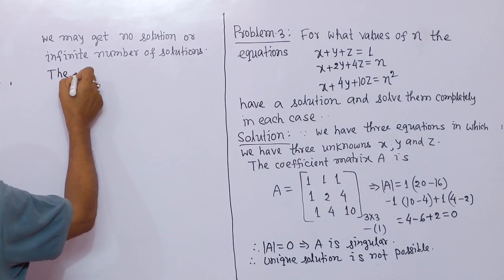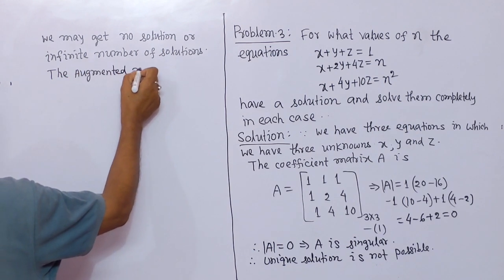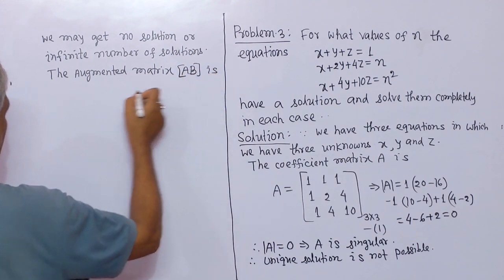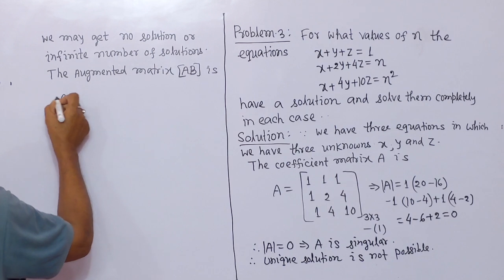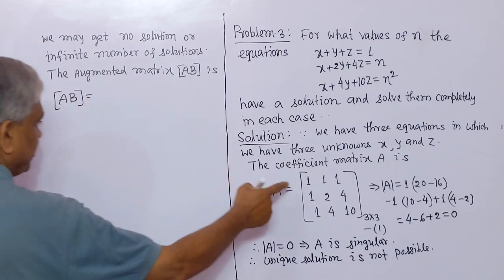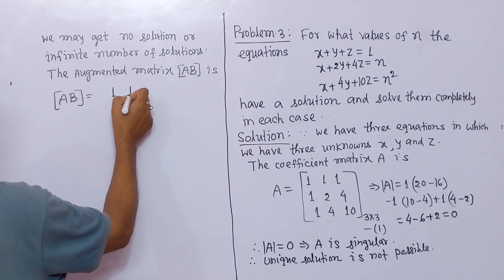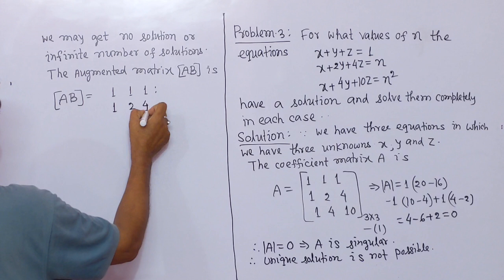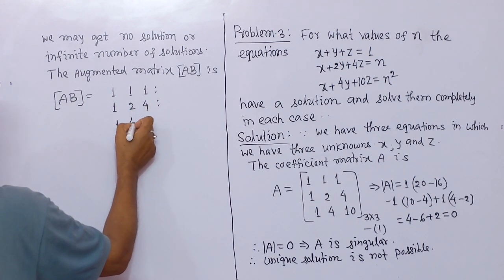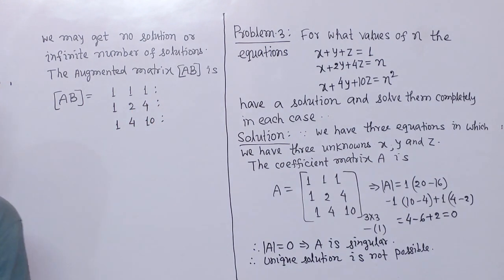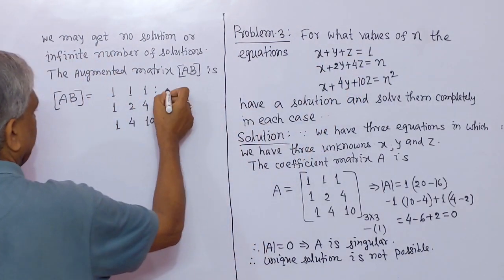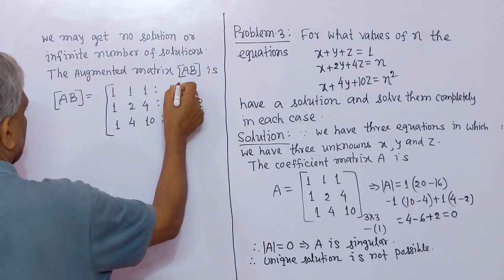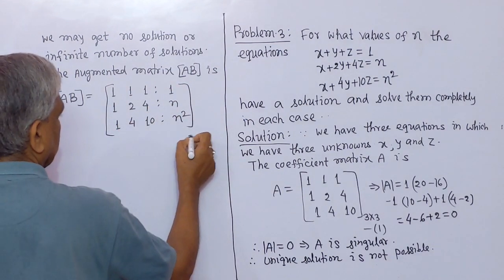The augmented matrix AB is equal to, firstly we write the coefficient matrix 1, 1, 1, 1, 2, 4, 1, 4, 10. Here the right side is 1, eta, eta square. This is number 2.